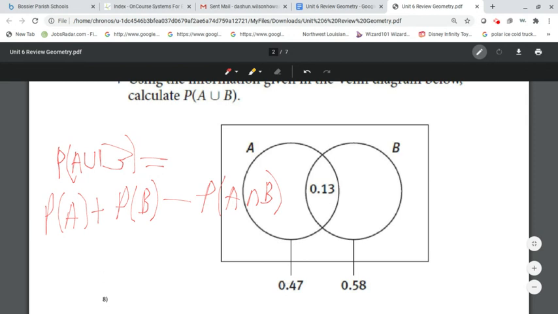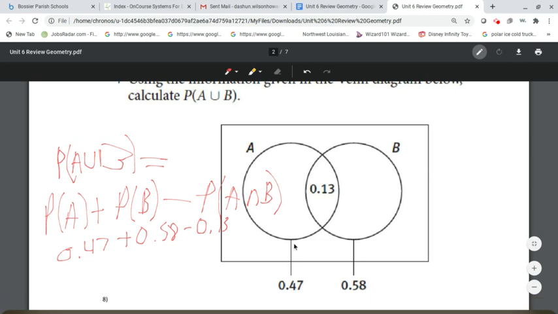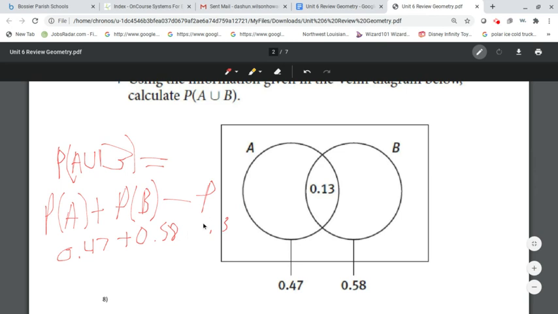So we can add those two together, 0.47 plus 0.58 and subtract 0.13. All right, the reason why this works, when we add these two together, we add 0.13 twice. So we need to subtract one of them, so it will work using that rule. All right, the other way you can do it is you can just use the information that we have. You don't have to remember this rule.